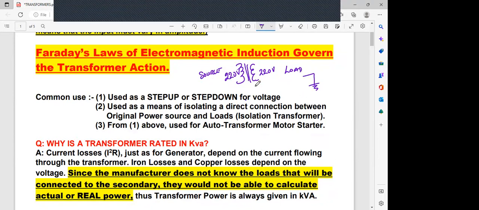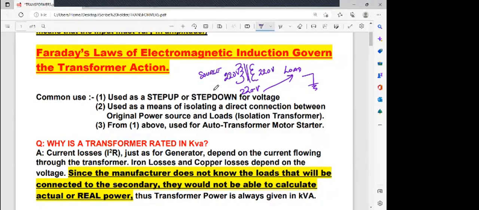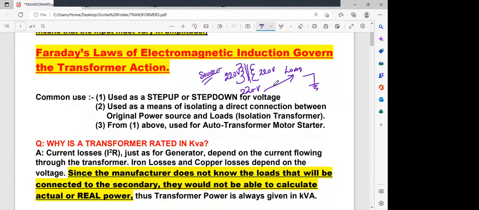Otherwise, what was happening? Your 220 volts was directly connected to the load. So this earthing is going to directly reflect on your source and you would be getting that earthing problem. So you're going to isolate by this type of transformer where primary and secondary windings will be having the same number of turns.